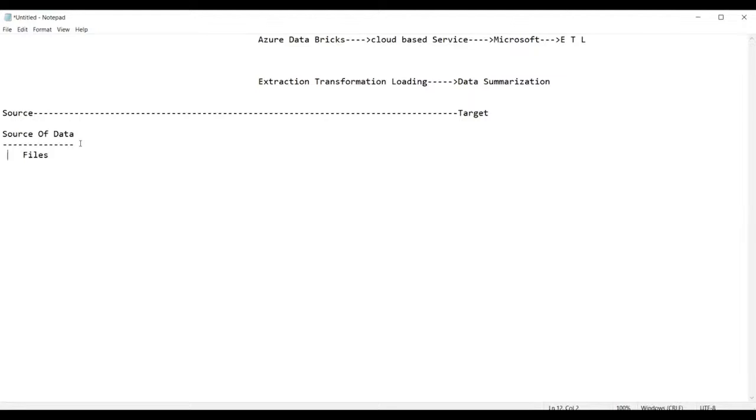Ultimately the files also receive the data from the business. We all are working for the business, or not? Even though you are working as a data engineer, you are working for a business, right? Yes, everyone, you're working for the business. Just give me a second. I'll be back.